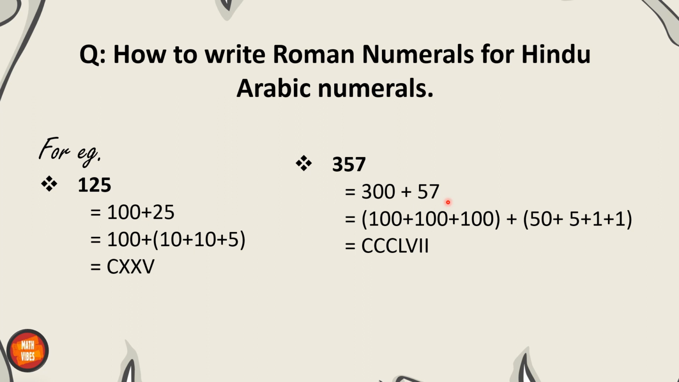Next, 357. Again, जिसका सिंबल है पहले तो बड़े में लिख लो. 300 plus 57. क्योंकि 300 को I can repeat a symbol 3 times, तो मैं लिख सकती हूँ इसको 100 plus 100 plus 100. फिर 57 को मैं लिख सकती हूँ 50 plus 5 plus 1 plus 1. क्योंकि 7 का सिंबल मेरे पास नहीं है, बट मेरे पास 5 और 1 का है. So I have written like this. Now C, C, C, L, V, I, II, combine them and that is the answer for 357.